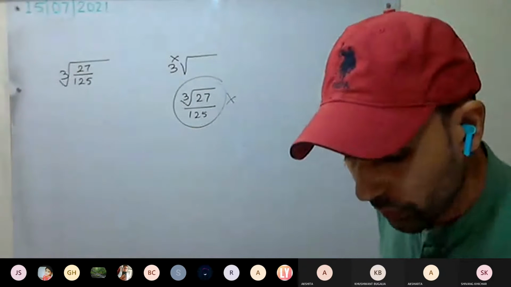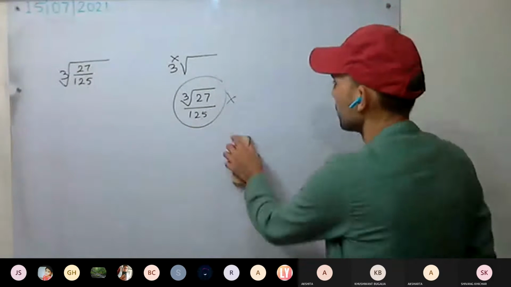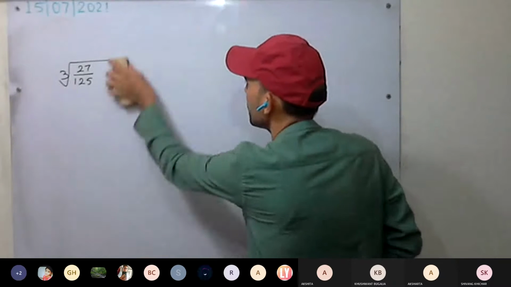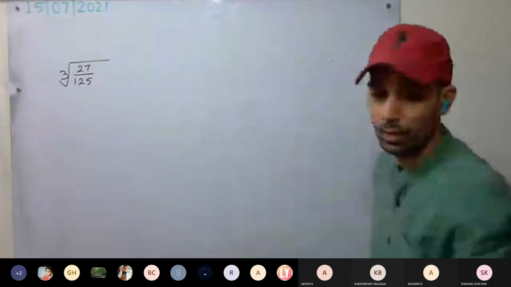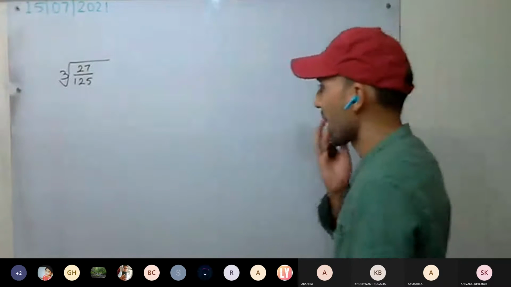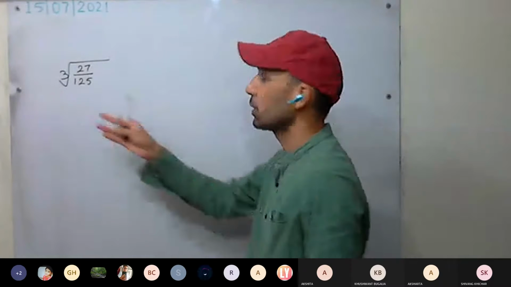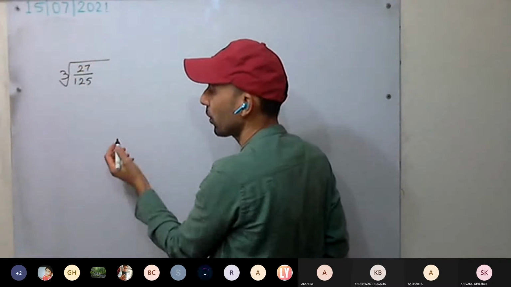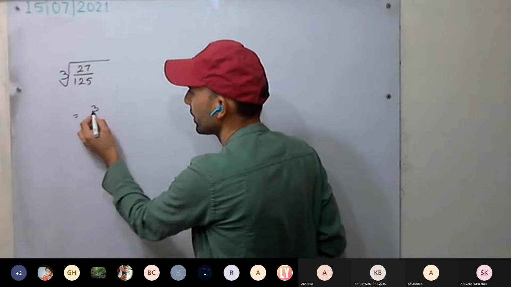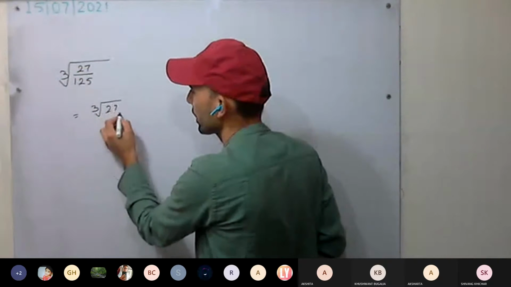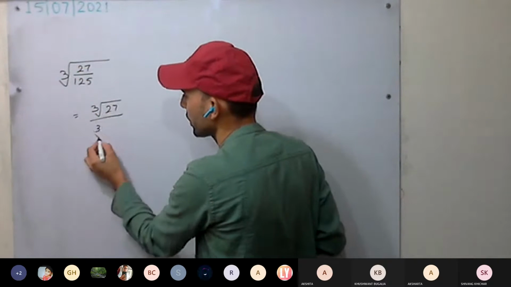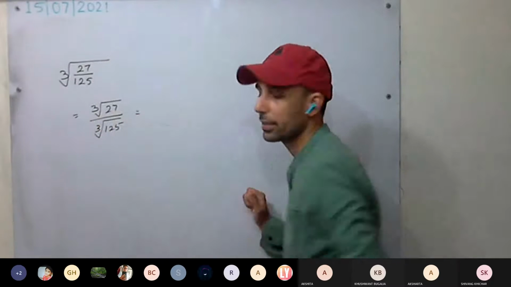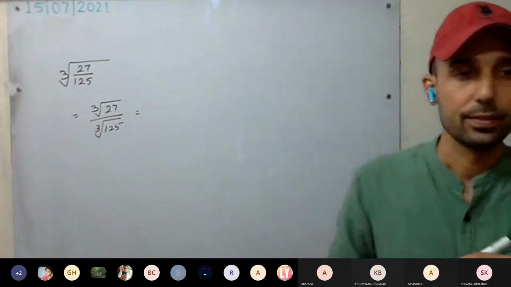So how are you going to do this one? What will be the next step? Can we take the cube root of them separately? Cube root of 27 divided by cube root of 125. Okay, calculate it, everyone.